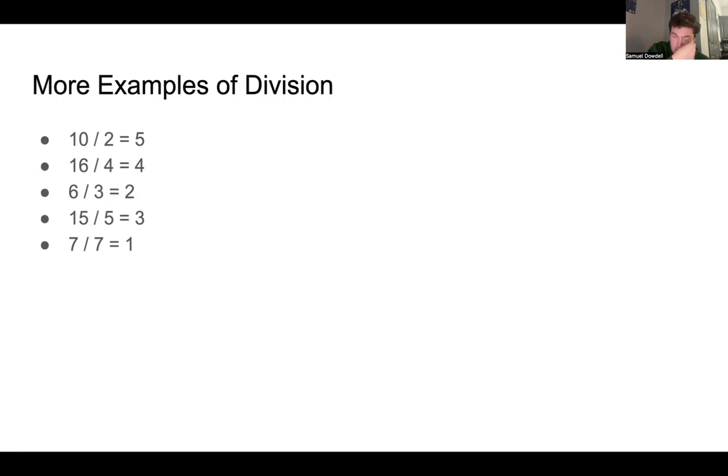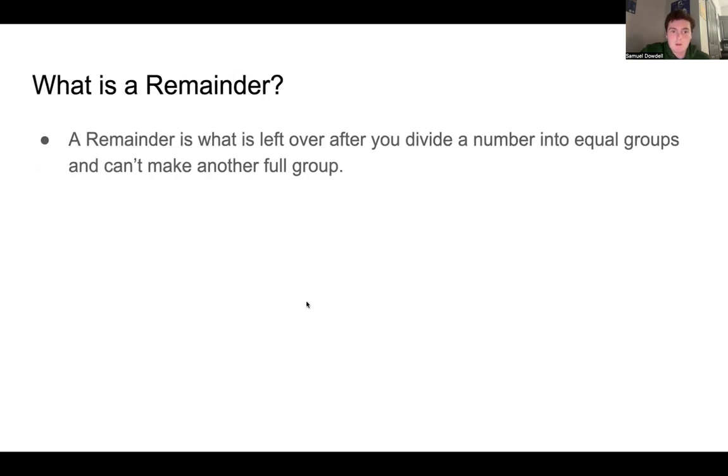And finally, 7 divided by 7. How many times does 7 go into 7? 1 time. That's pretty self-explanatory. So those are the basics of basic division. So next, we're gonna go over what a remainder is.